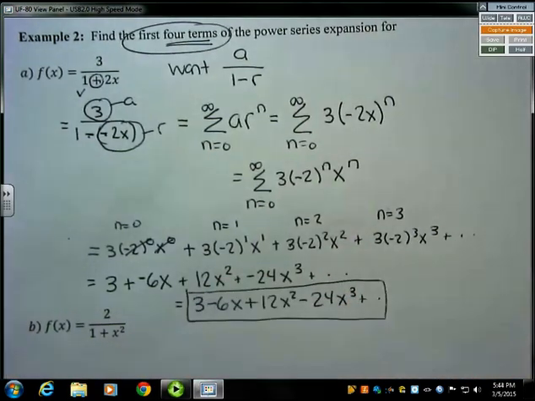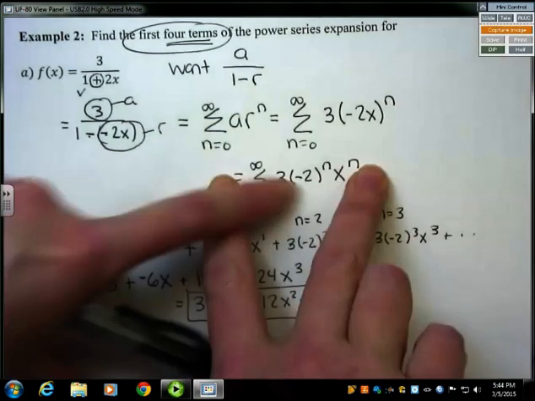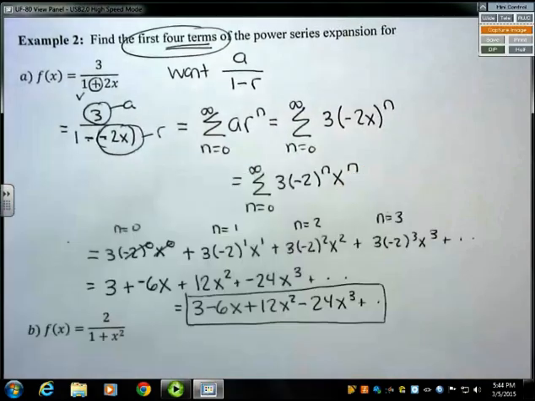We could talk about on what interval this summation or this transformation is good for in the same way we did back in example 1.